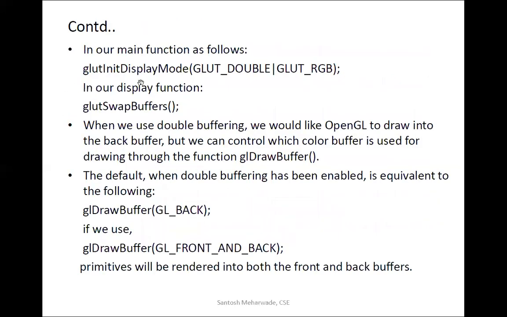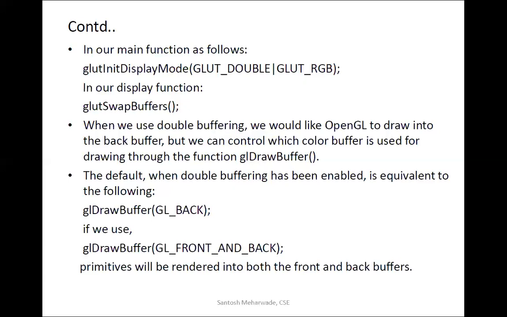As we know, in the main function we use glutInitDisplayMode with GLUT_DOUBLE instead of single, and the RGB color mode. And in the display function, we always use glutSwapBuffers. When we use double buffering, we would like OpenGL to draw into the back buffer, but we can control which color buffer is used for drawing through the function glDrawBuffer. As we know, the back buffer by default always draws the object.